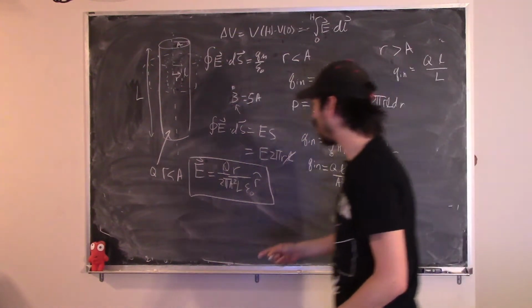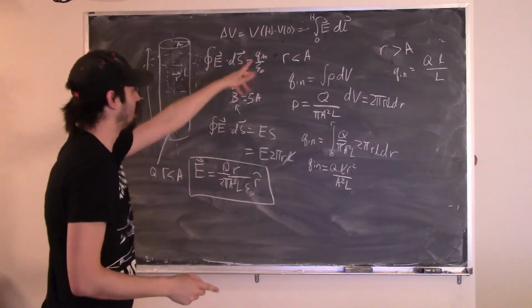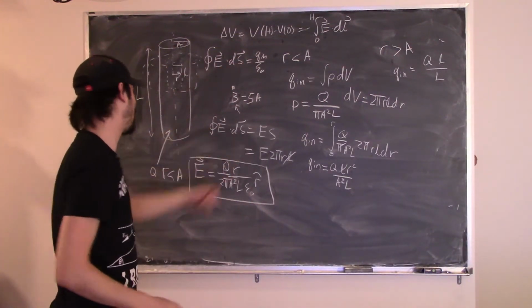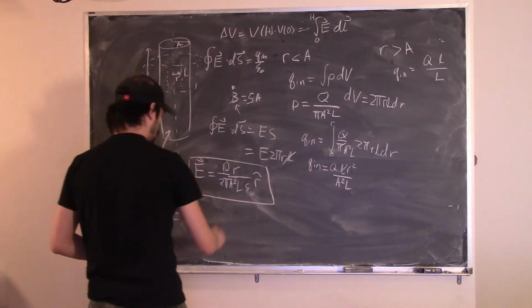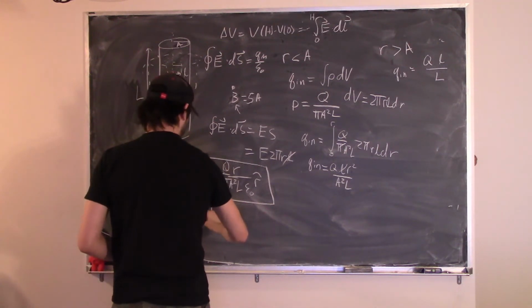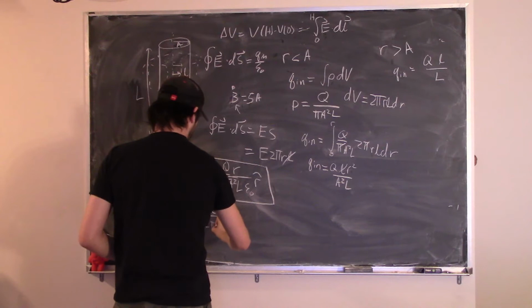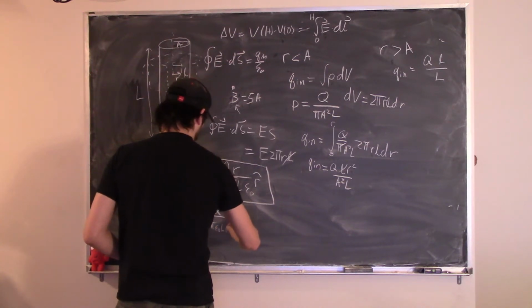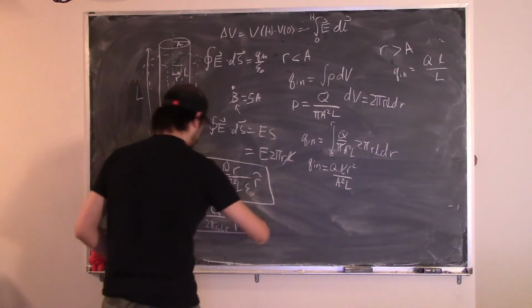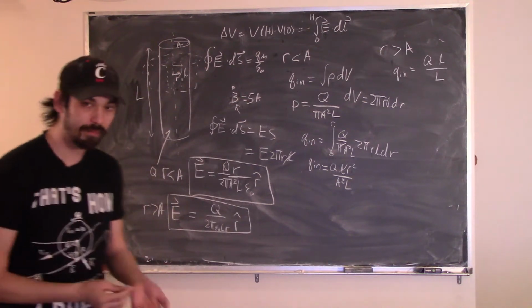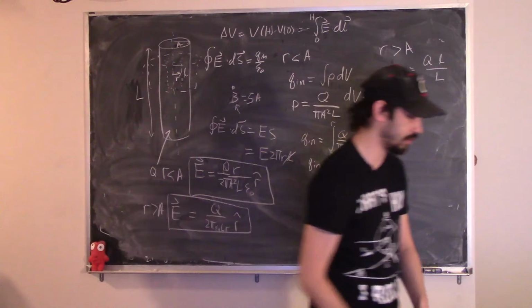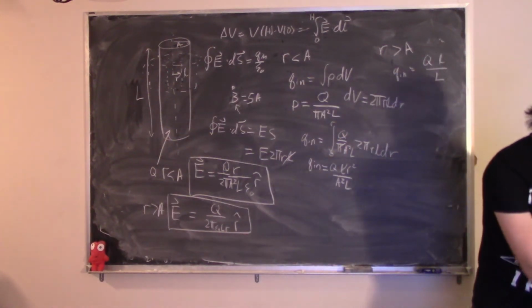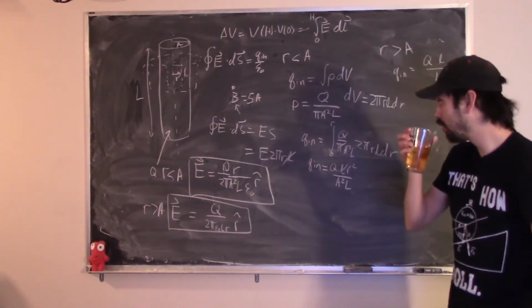We can plug that into the rest of Gauss's law once we solve for E, and what we end up seeing there for R greater than A is that the E vector is going to be equal to Q divided by 2 pi epsilon naught L R times R hat. Okay. So, not too bad. Any questions about what I've done so far? I'll give you guys a second to look at this and ask me any questions if you have them.